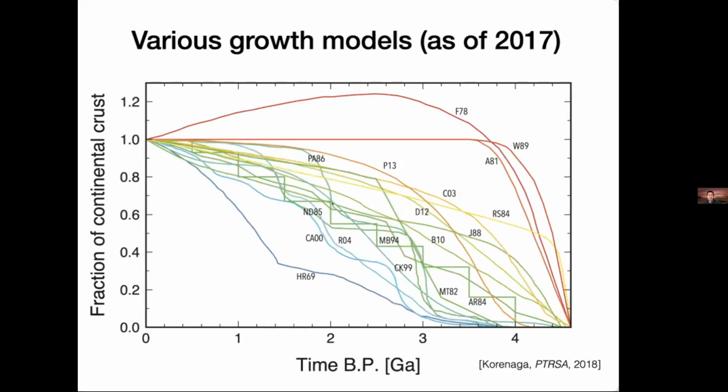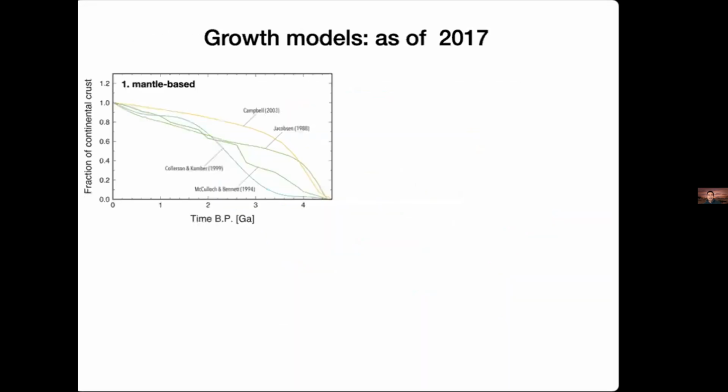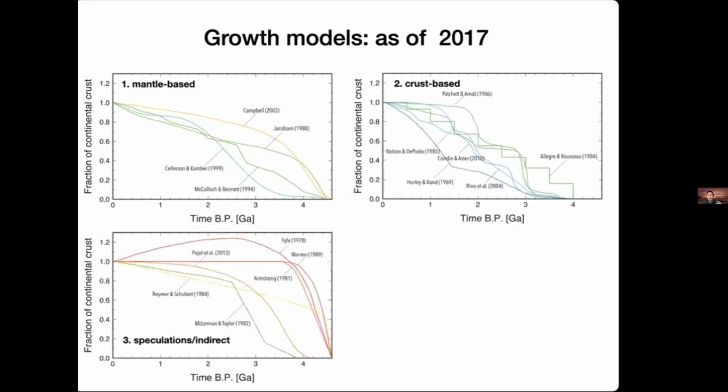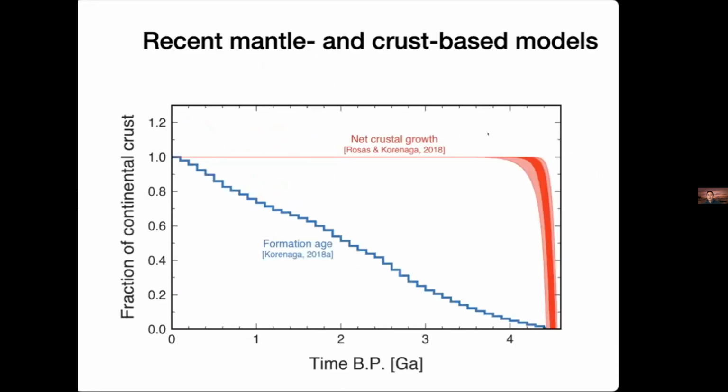Some of them, like these bluish ones, are crust-based models, so they are basically formation age distributions. And the mantle-based models still have this kind of more gradual growth compared to recent neodymium isotope-based models. This is partly because of how those models are constructed. You can have gradual growth with not much recycling, but you can also have instantaneous growth with lots of recycling, so there's a trade-off between them. This curve was constructed by combining two different neodymium isotope systems. By combining them, we can constrain both crustal recycling and crustal growth.